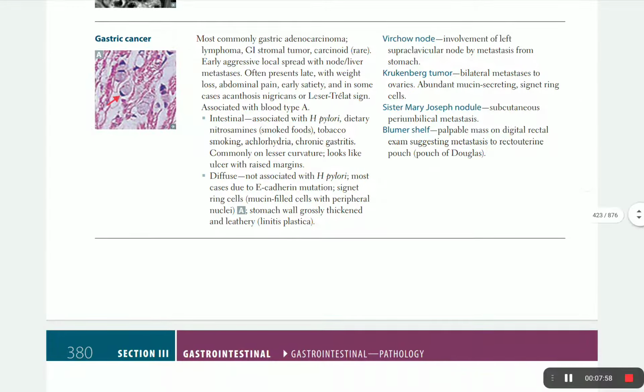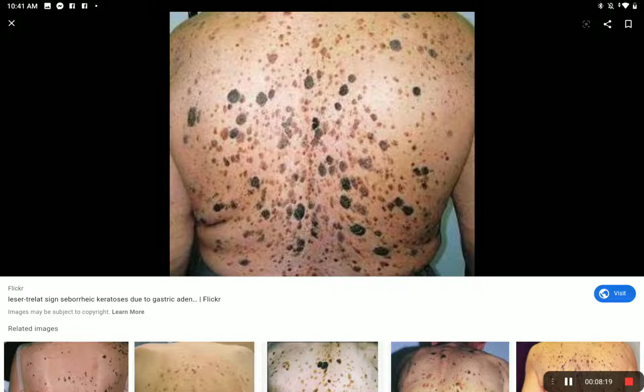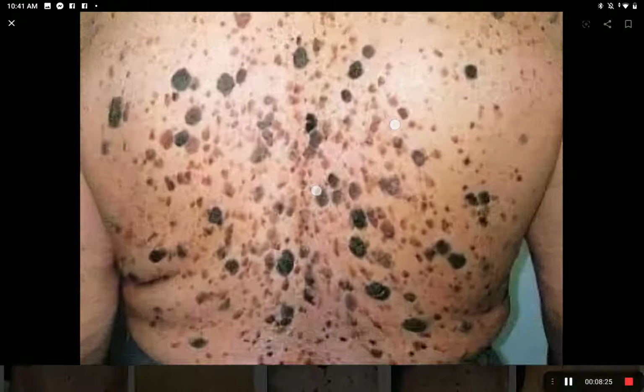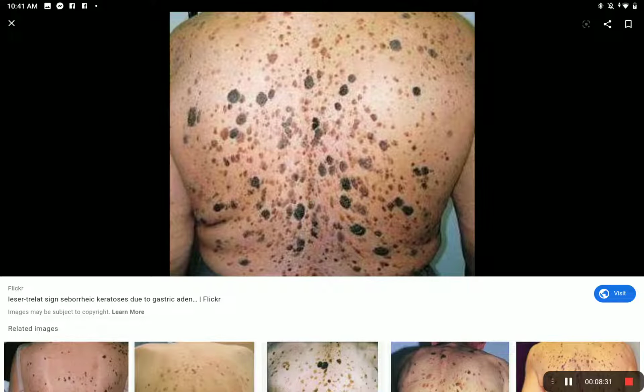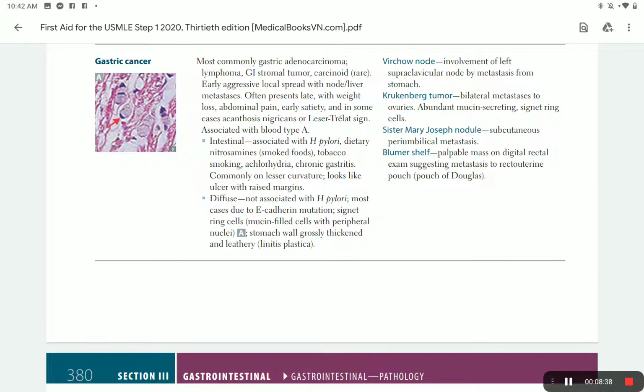So, patients often present with late weight loss, abdominal pain, and early satiety, because the cancer takes up space in the stomach. In some cases, acanthosis nigricans or the Leser-Trélat sign is present. As we said, we have acanthosis nigricans and the Leser-Trélat sign. Here we have the Leser-Trélat sign, which is seborrheic keratosis on the back of the body. Usually gastric cancer is associated with blood type A.